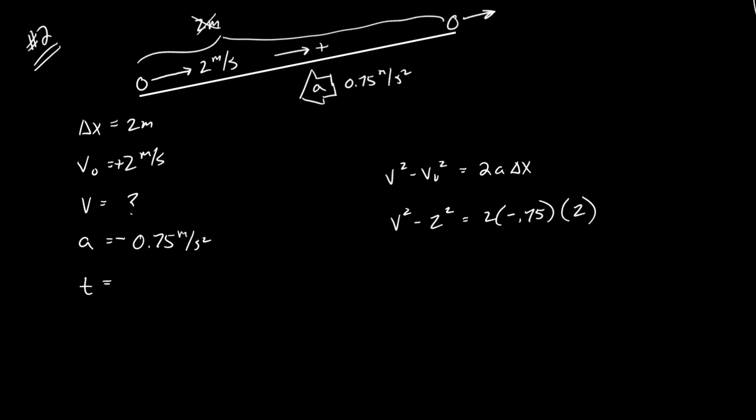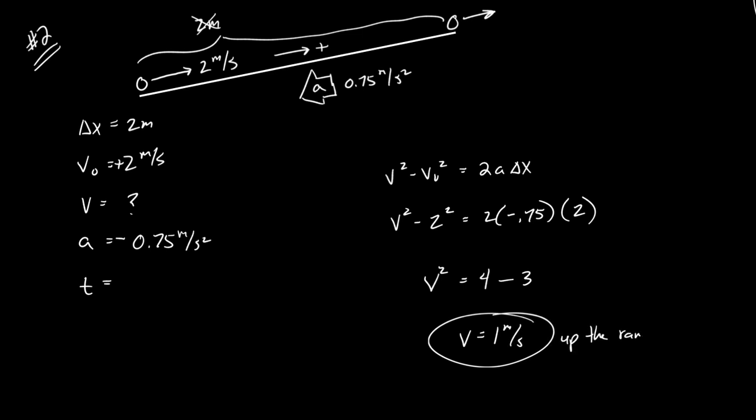That all look good to you? So v squared equals 4. Is that minus 3? 2 times 0.75 is 1.5 times 2 again will be 3. So v equals 1 meter per second. I had to take the square root there, so I'm going to say 1 meter per second up the ramp. All right.